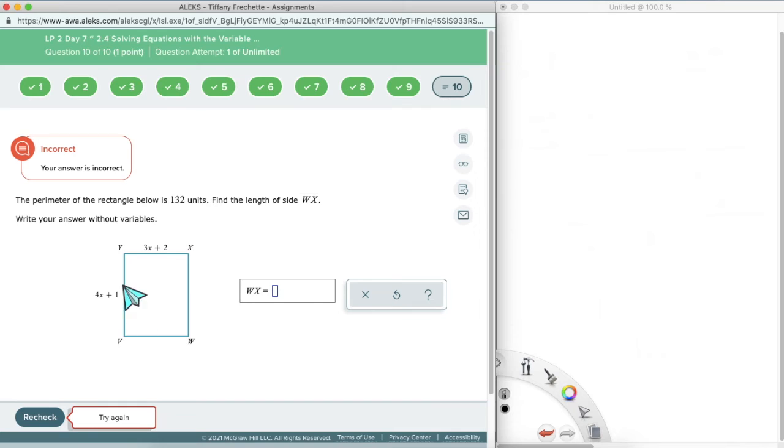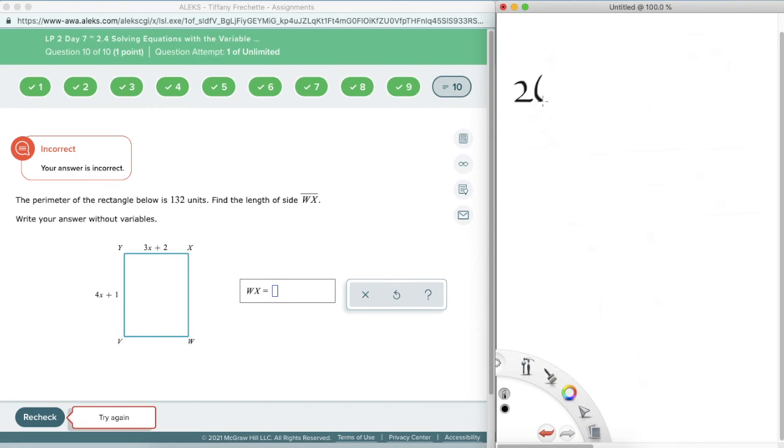that a rectangle has two short sides and two long sides. And the two short sides are identical to each other, the same length, and the two long sides are also identical, or the same length. So that means if the top is 3x plus 2, the bottom is also 3x plus 2, which means that I have two of these, 3x plus 2. So I'm just going to multiply by 2. You can also write it as 3x plus 2 plus 3x plus 2 if you want to write it that way. I need to add the other two sides here.